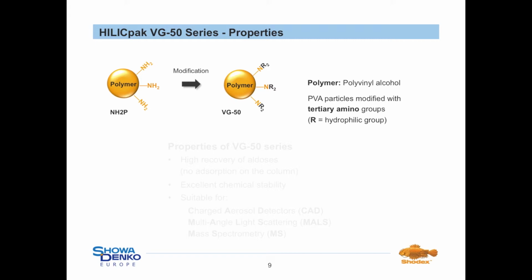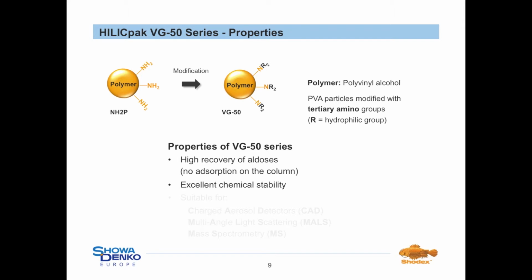The most important reason why Shodex has developed this column is that based on the functional group modification, a higher recovery of aldoses is possible, compared to stationary phases with primary amino groups, as adsorption of aldoses is hindered. In addition, due to the polymeric material, the column shows excellent chemical stability and low bleeding. Therefore, this column series is also suitable for particle-sensitive detection methods like charged aerosol detection, light scattering, and mass spectrometry.